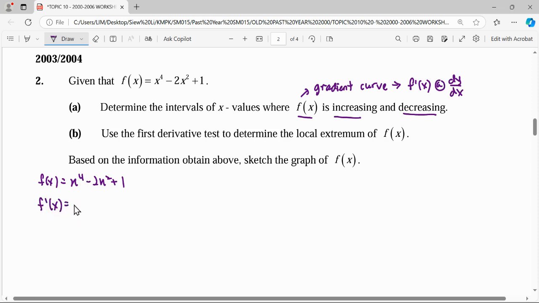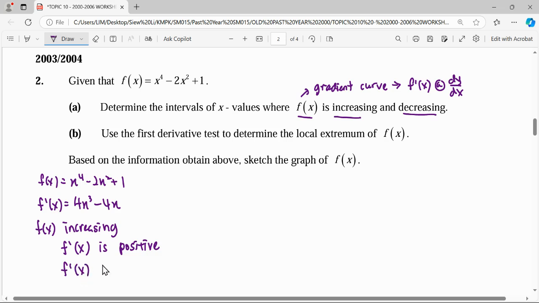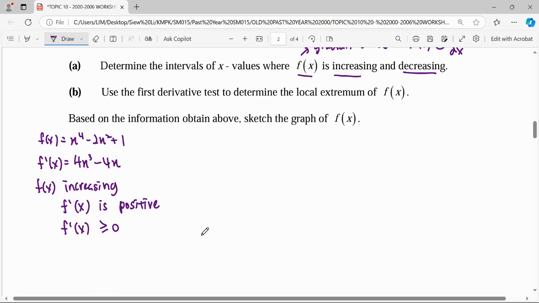So our function here, we need to differentiate it. Find the first derivative: power moves to the front, power minus 1. So to get the function increasing, the first derivative must be positive. If the gradient must be positive, your f prime x needs to be greater than 0.